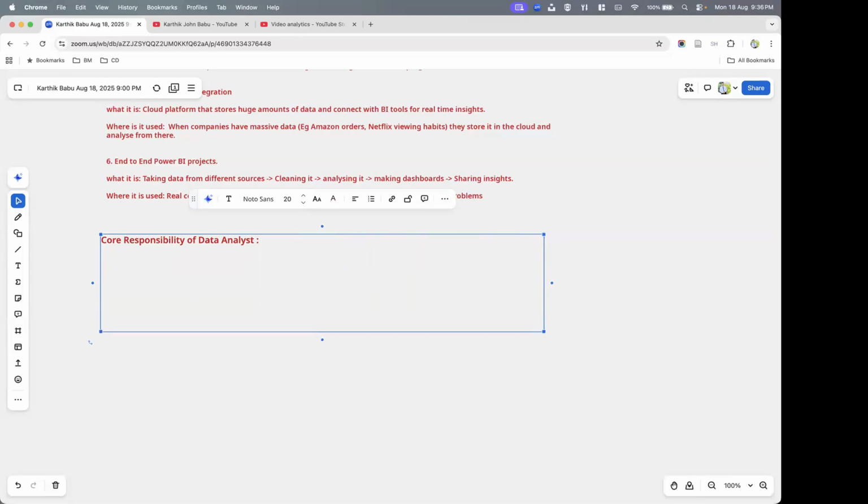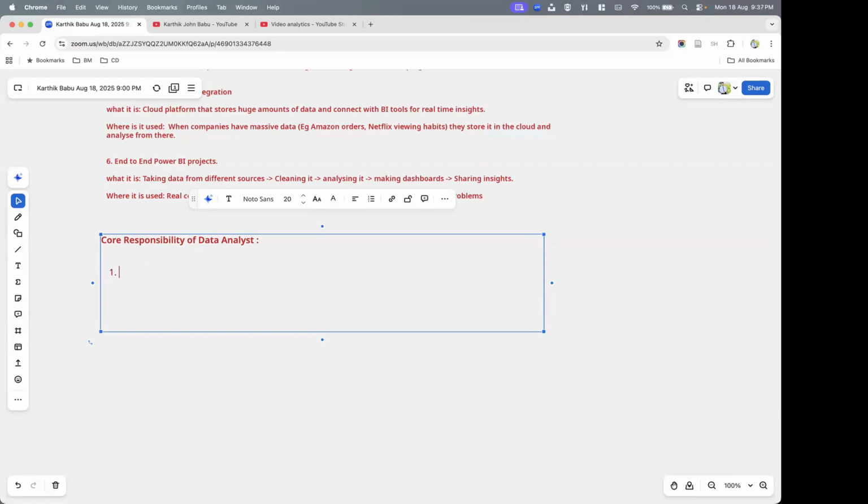The first and foremost thing, guys, this is very, very important. If you are able to understand this responsibility of the data analyst, you will understand 30 to 40% of what data analysis work is all about. If you do not understand this, and I directly get into some programming and teach you some SQL, you will not get the complete picture. So let me explain the core responsibility of the data analyst.